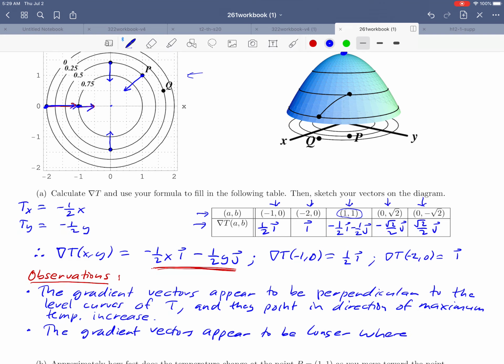Okay, let's try to put that into words. We'll say it this way: longer where the level curves are closer together. So the length of the gradient vectors appears to tell us something about how fast the temperature is changing. And we'll see that both of these observations are true in general as we continue with this section.